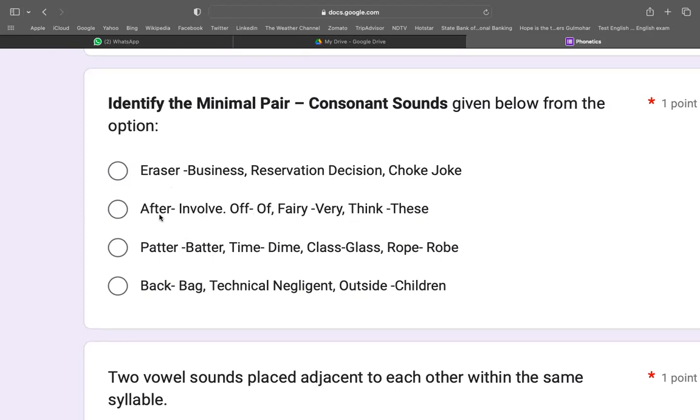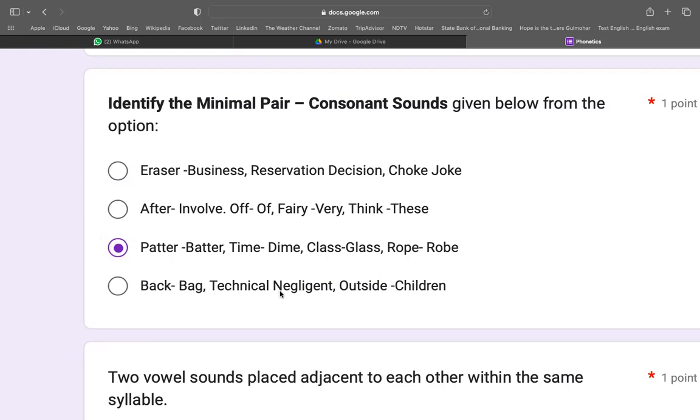But minimal pair means that, beside this per and ver, we also find out whether there is any other sound also connected or not. Let's say patter, batter, per, ber, other letters are same. Time, dime, ter, der is same. And other letters are same, ter, der, both sounds only. Class and glass, rope and rope. So this could be the correct one.